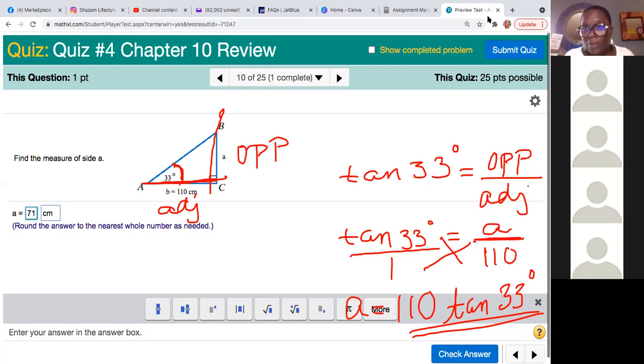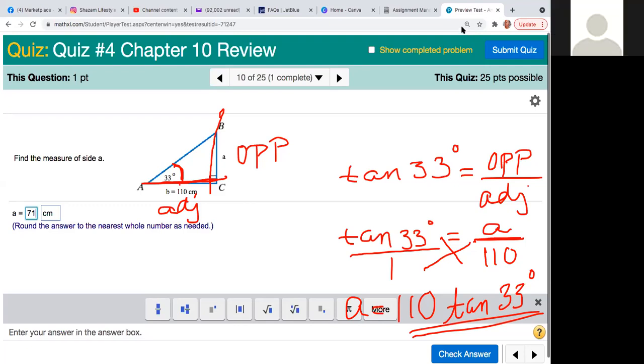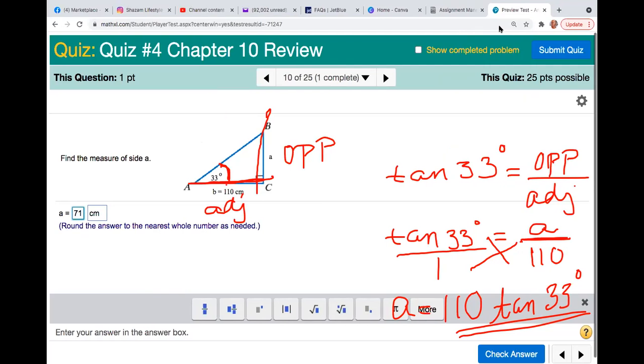Anybody else have a question? Mine equals 188.86. If I have to round it to the nearest whole number, is it going to be 189? Yeah.